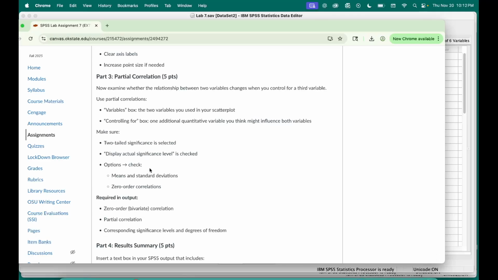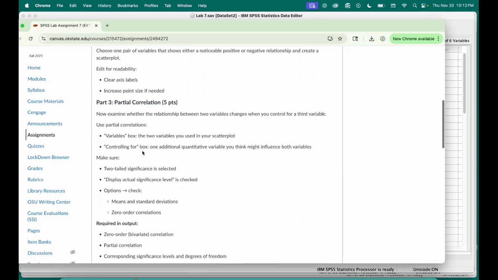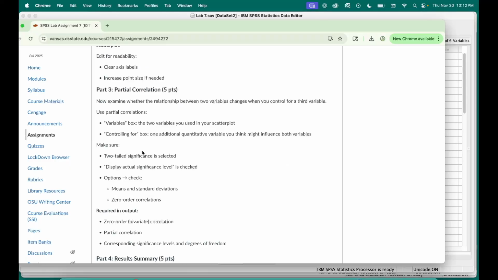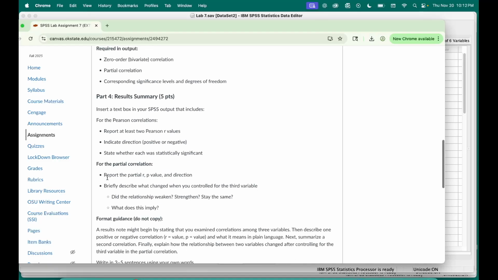And then next, you're running partial correlations. Partial correlations are different from Pearson or bivariate correlations because bivariate, as it suggests, examines the relationship between two variables. Partial correlation takes those two variables and sees how that relationship changes if you control for a third variable. So it will show you the overall bivariate correlation, then introduce the third variable as a control and show you the new partial correlation. And finally, you'll have a result summary.